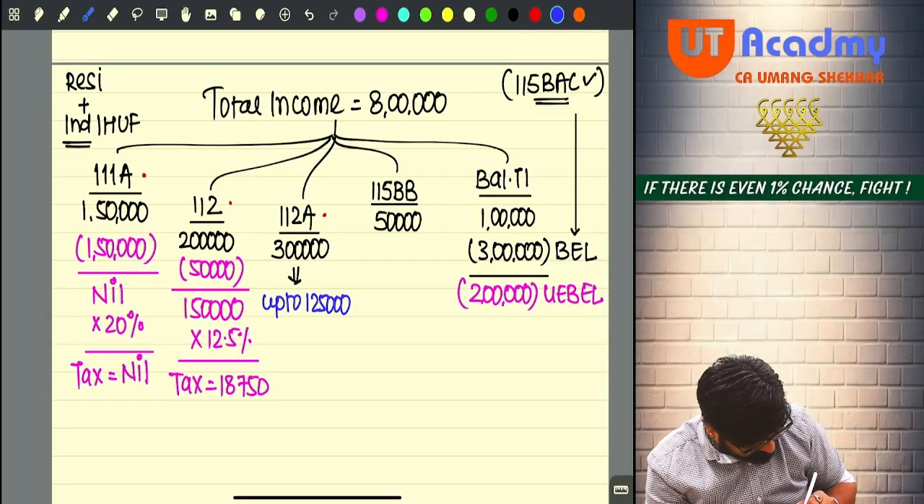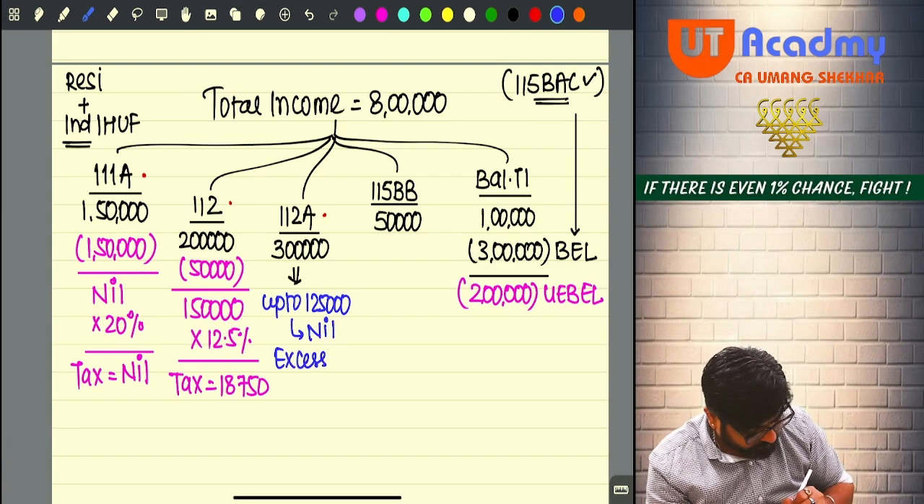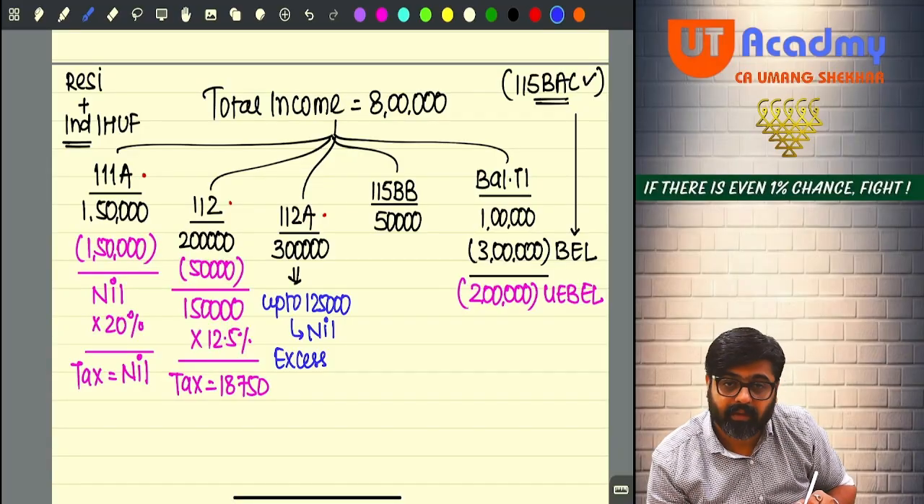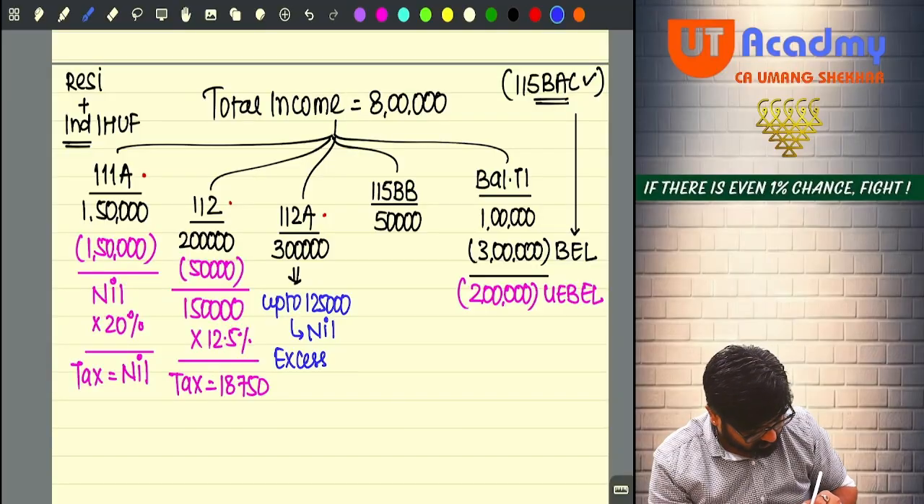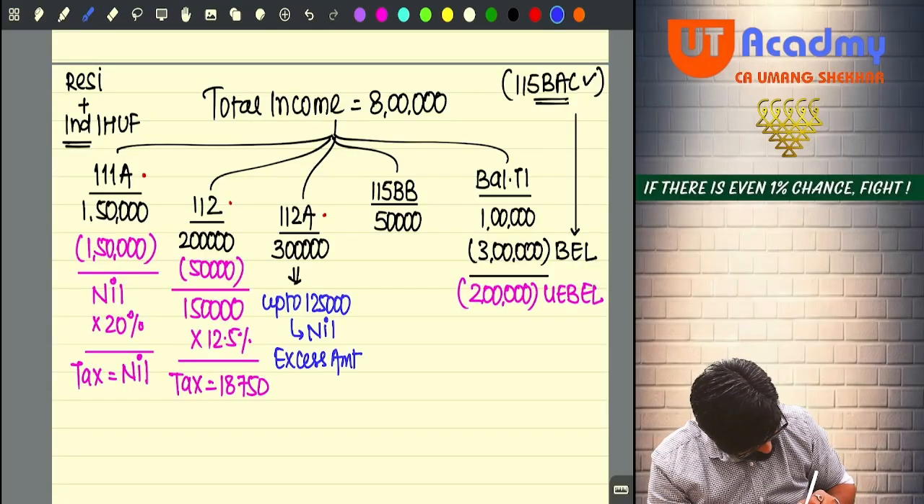Up to 1,25,000, will you pay any tax? No, you will not pay any tax. What is the excess over and above 1,25,000? It is 1,75,000 excess, no? On that excess, I will apply 12.5%.